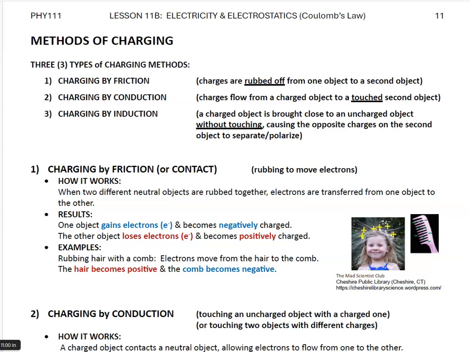Lesson 11B is the first lesson of Unit 4 on electricity and circuits. And in this video, we will continue with methods of charging and Coulomb's law.